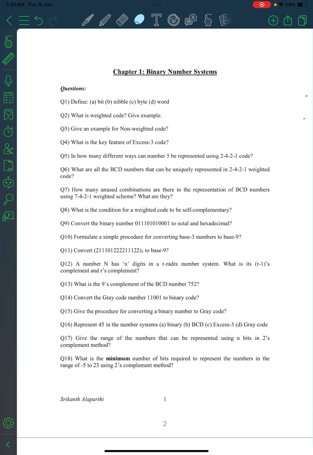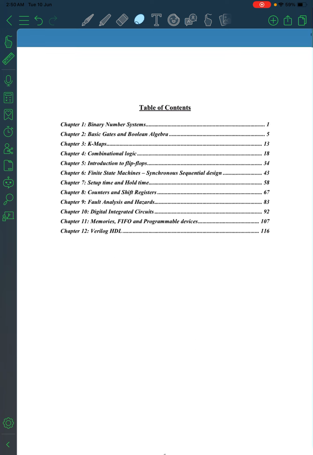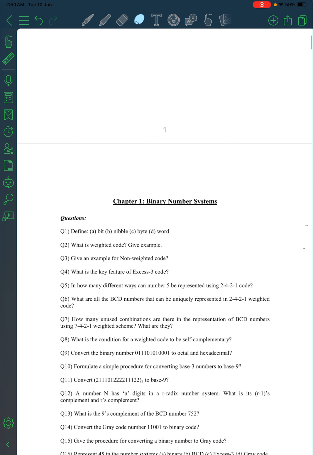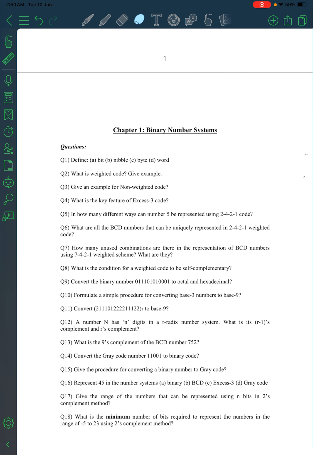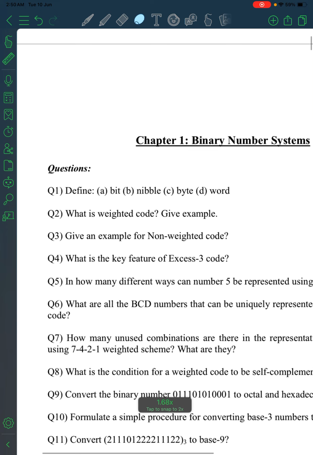Without wasting any time, this is the first chapter of this book, DigiQS. I'm going to discuss each and every solution for each and every question. So let's come to the first question.